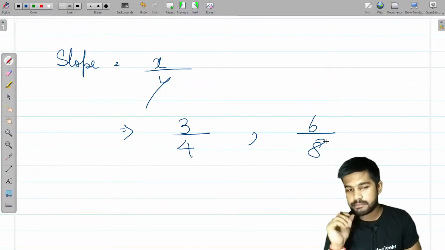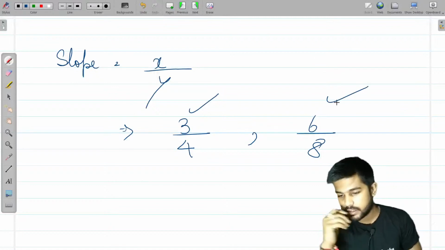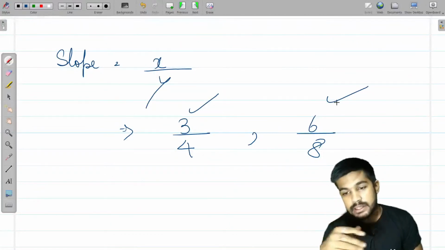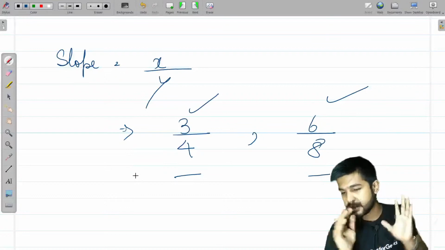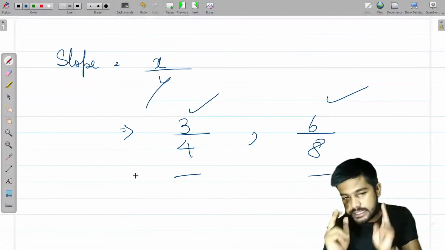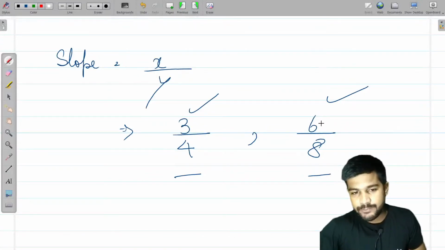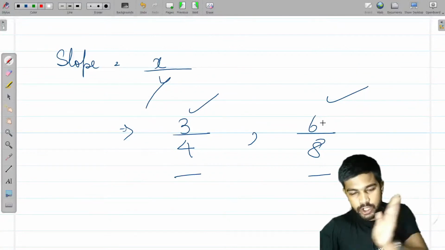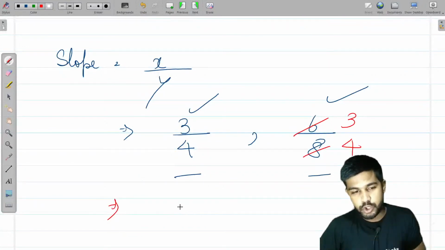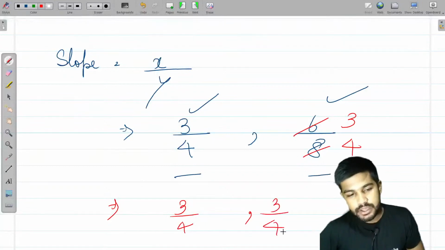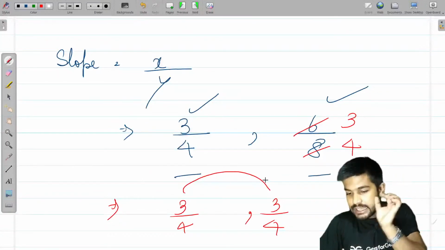Why do I use the GCD part? Suppose the slope is 3 by 4 and 6 by 8. If I store them in the map, then the map would take them as two different slopes. But are they different or the same? Just tell me quickly. If you simplify them, these two are the same. 6 by 8 reduces to the lower terms, 3 by 4, and then we would be getting two slopes, 3 by 4 and 3 by 4, which are both equal. But if we had not simplified it, then they would be different.